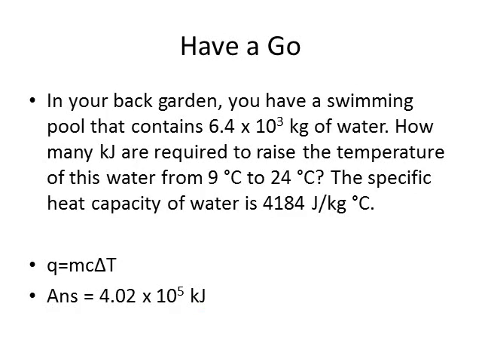Here's one for you to have a go at. In your back garden, you have a swimming pool that contains 6.4 by 10 to the 3 kilograms of water. How many kilojoules are required to raise the temperature of this water from 9 degrees C to 24 degrees C? The specific heat capacity of water is 4184 joules per kilogram degrees C. So pause this video and try it yourselves.